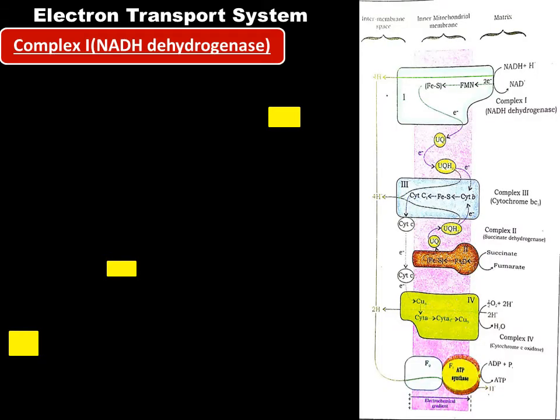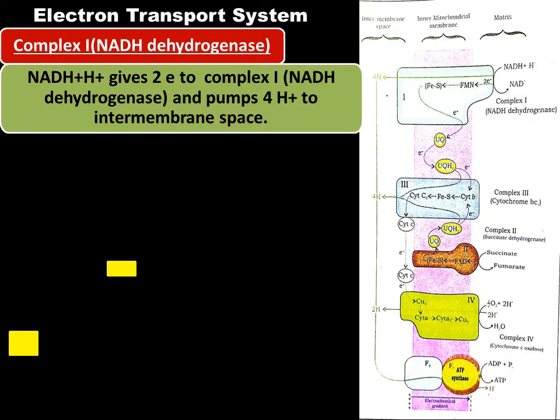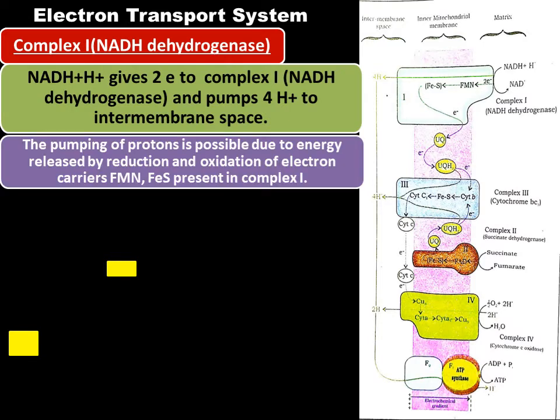Now the electron transport system. First, in complex 1, NADH dehydrogenase. The NADH plus H plus gives the 2 electrons to complex 1, that is NADH dehydrogenase. And as the electrons move from FMN to iron sulfur and the electrons move towards ubiquinone, 4 protons will be pumped towards the intermembrane space because of the energy released due to oxidation reduction. The pumping of protons is possible due to energy released by reduction and oxidation of electron carriers FMN, iron sulfur present in complex 1.